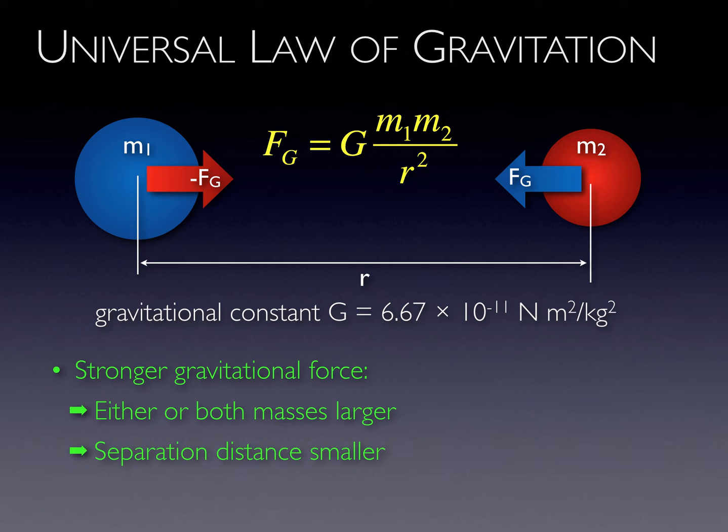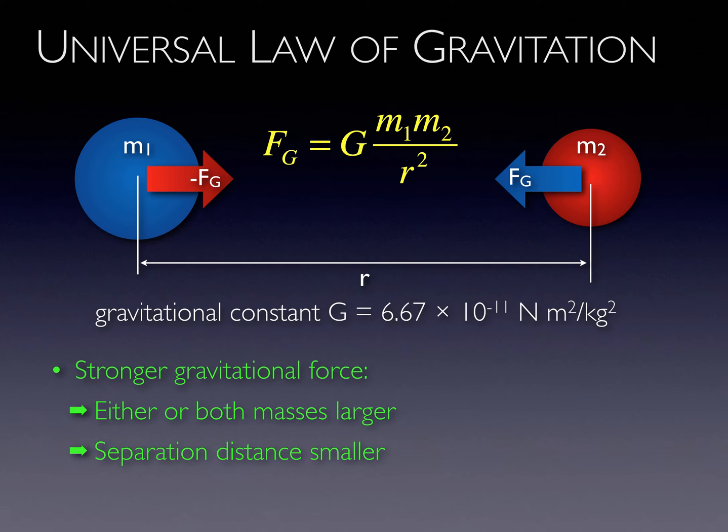The universal law of gravitation states that the gravitational force is proportional to the product of their masses and inversely proportional to the square of their center-to-center separation distance. Here, the mass is represented by m and the separation distance by r. The more massive either or both of the objects are, the stronger the gravitational force. The greater their separation distance, the weaker the gravitational force.